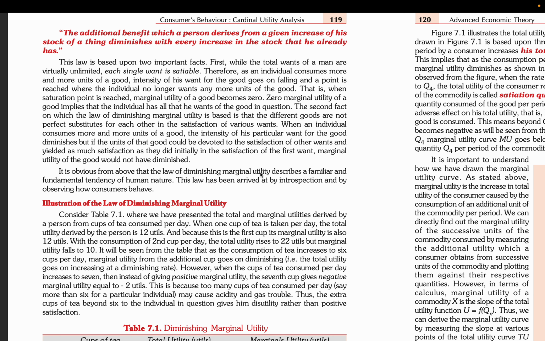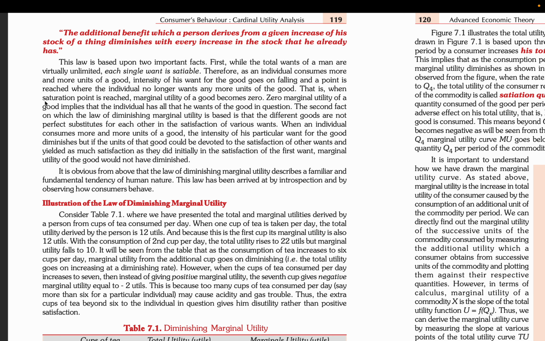While we always say that we as humans can never be satisfied, each single want is satiable. Every small thing or one want that you have in your mind, it can be satiated. It can be satisfied. Therefore, as an individual consumes more and more units of a good, the intensity of his want for the good keeps on falling, and a point is reached where the individual no longer wants any more of the good. That is when saturation point is reached.